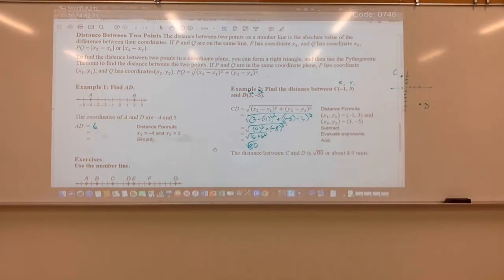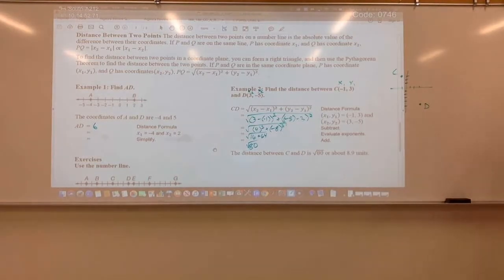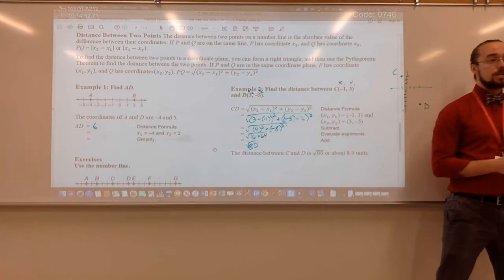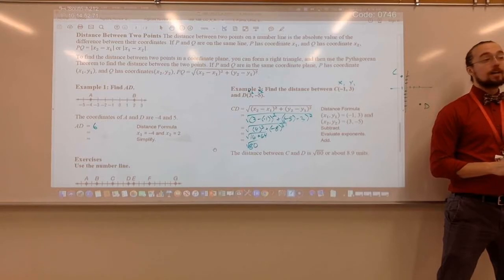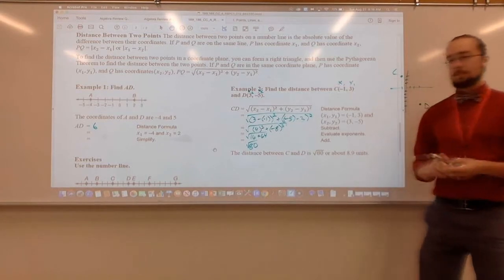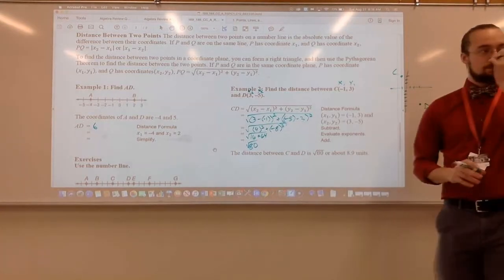Did you guys work with simplifying radicals last year? Or not? Okay. So let's practice simplifying this. Do we remember how to do that at all? There's actually a couple different ways to do it. I'm not sure which way you guys learned last year. The factors. Okay. So what are the factors of 80?